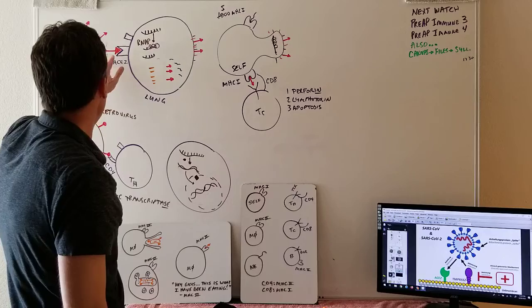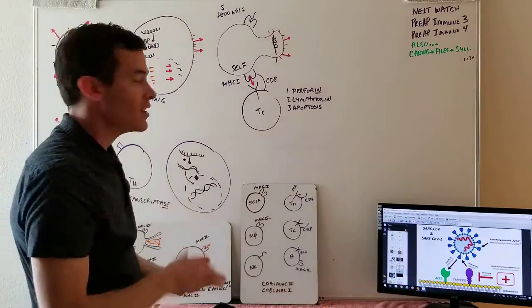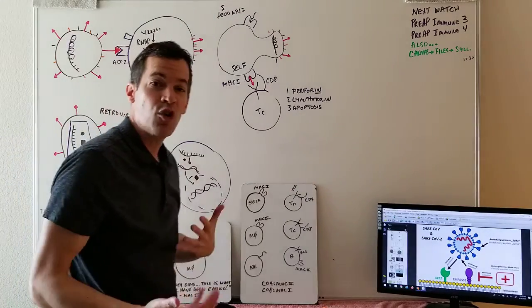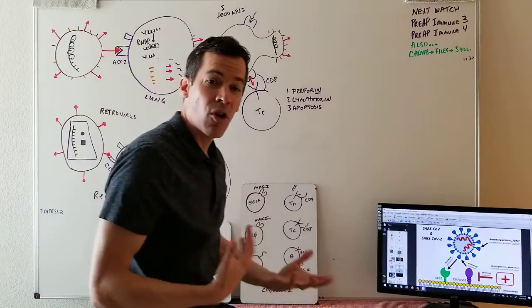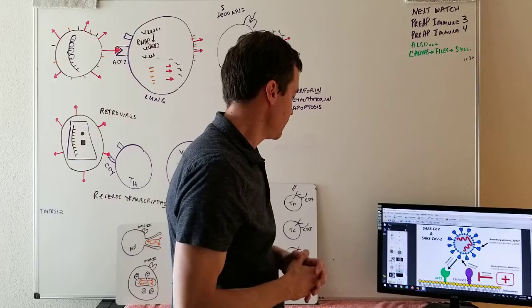I could just manufacture this spike protein and inject it into you. Your body would now learn to deal with that. So if you ever get hit with the real SARS-CoV-2, maybe you already have memory cells and antibodies built up.